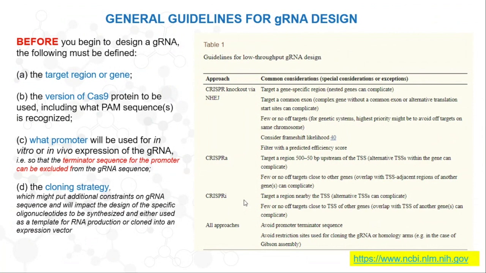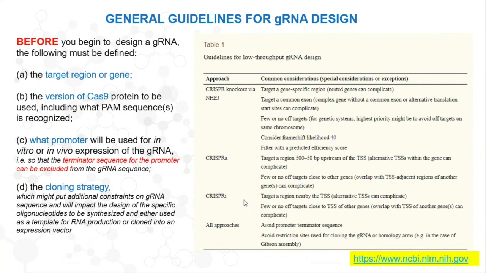And finally, you also have to remember what cloning strategy you are going to adopt, which might put additional constraints on the guide RNA sequence, because sometimes you might have to put in restriction sites, or you might have to avoid certain restriction sites within your guide RNA sequence. Otherwise, if there is a restriction site somewhere in between in your guide RNA sequence and you happen to use a restriction endonuclease, it will get chopped off. It will never get expressed as it is. So this will impact the design of the specific oligonucleotides to be synthesized and either used as a template for RNA production or cloned into an expression vector. So you have to remember this.